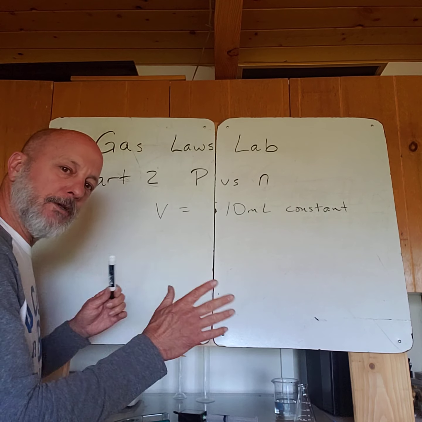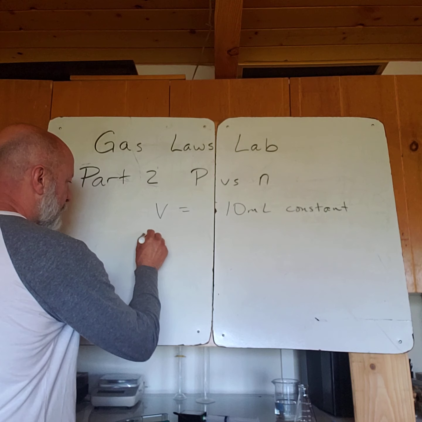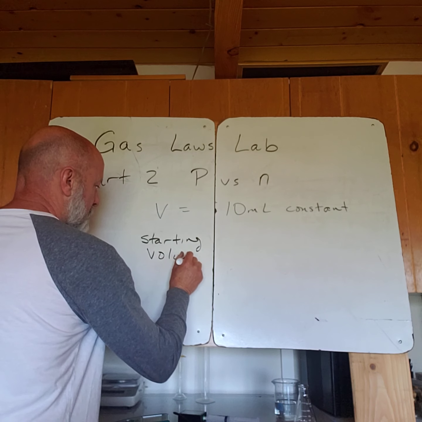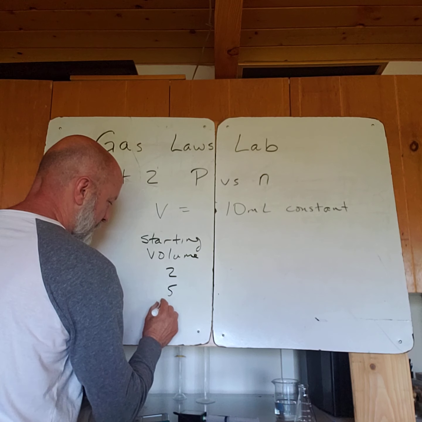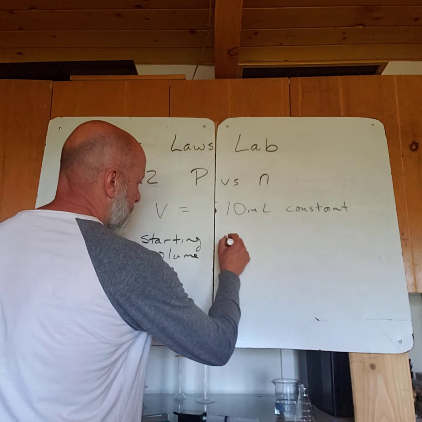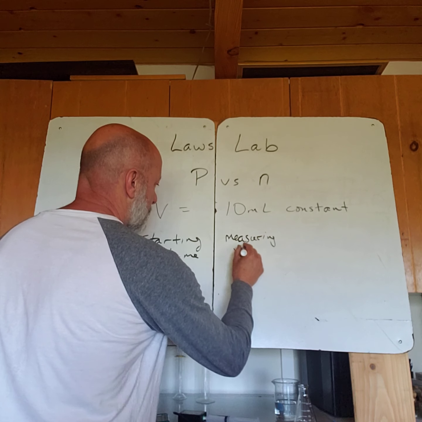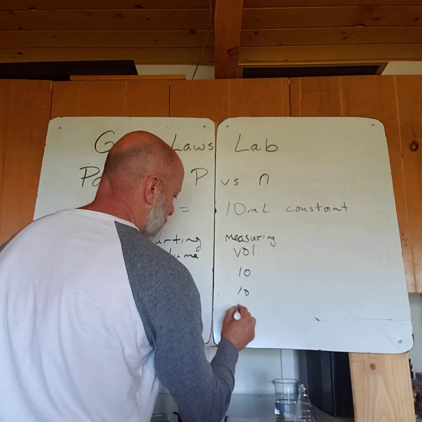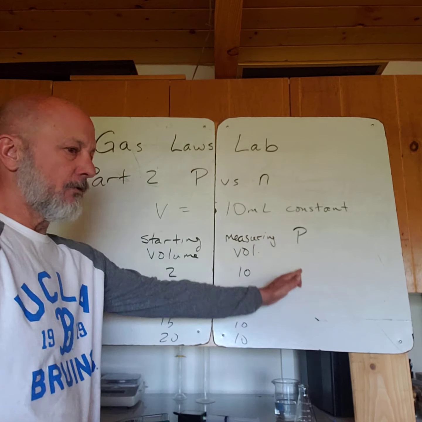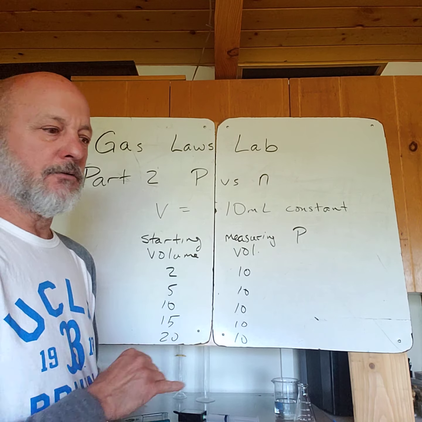So what I put in the grid for you to record is a starting volume, and that's going to be 2, 5, 10, 15, 20. My constant measuring volume is 10 each time, right? And then pressure. And then you're recording your pressure. So that's how we'll record our data from this one too. Those two, once you've got it, boy, they go really fast.